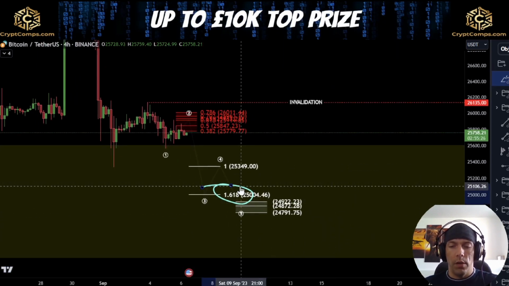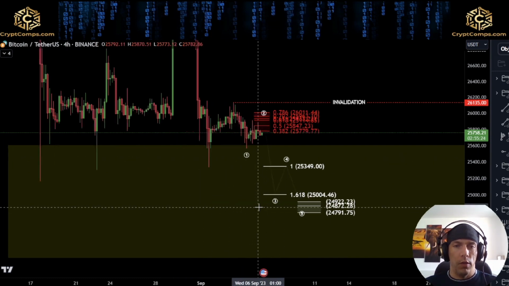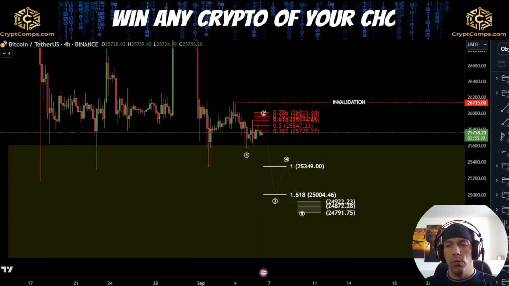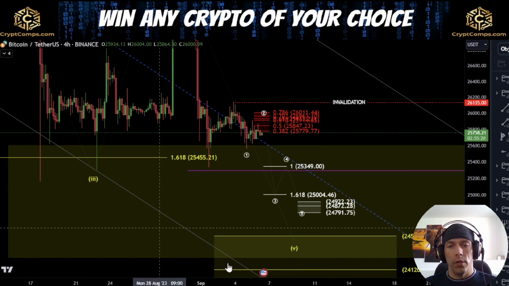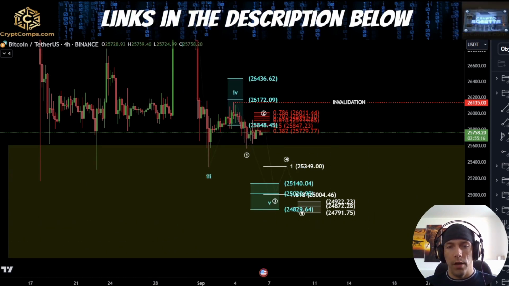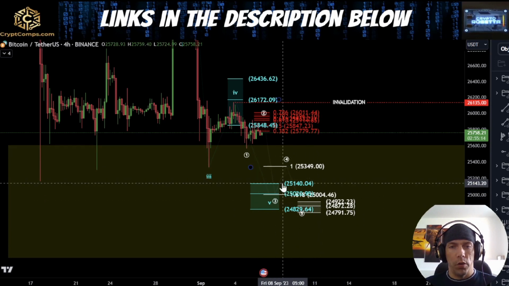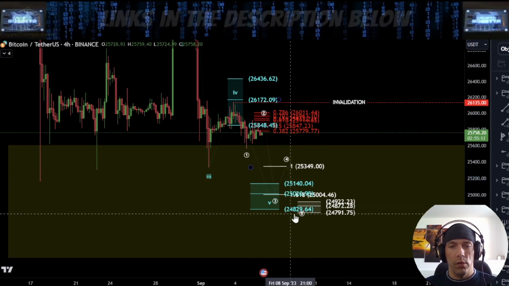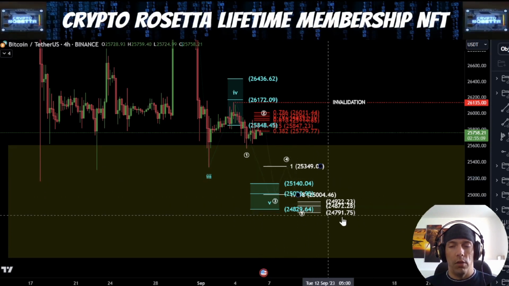And then what we would have is an additional fourth and a fifth, and this would then potentially look to complete our move. Once again, looking for this lower target box area here, which would also align with the idea of coming into this blue target box of this 25,140 to this 25,829 level.